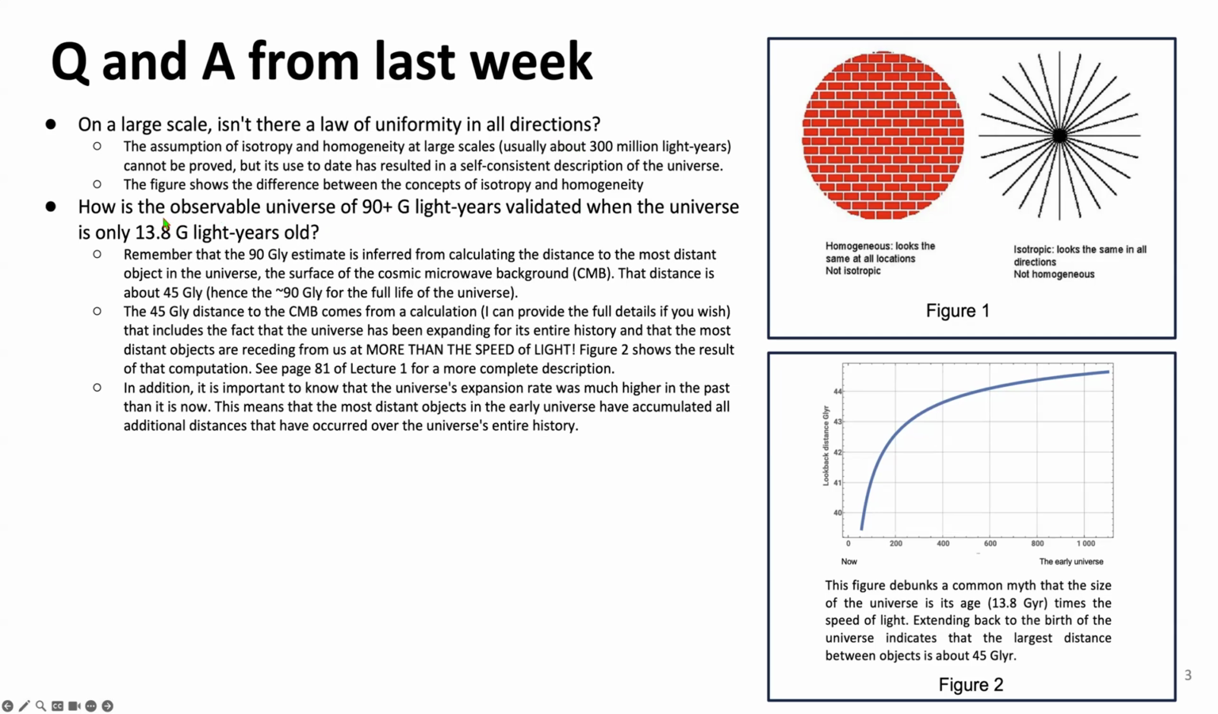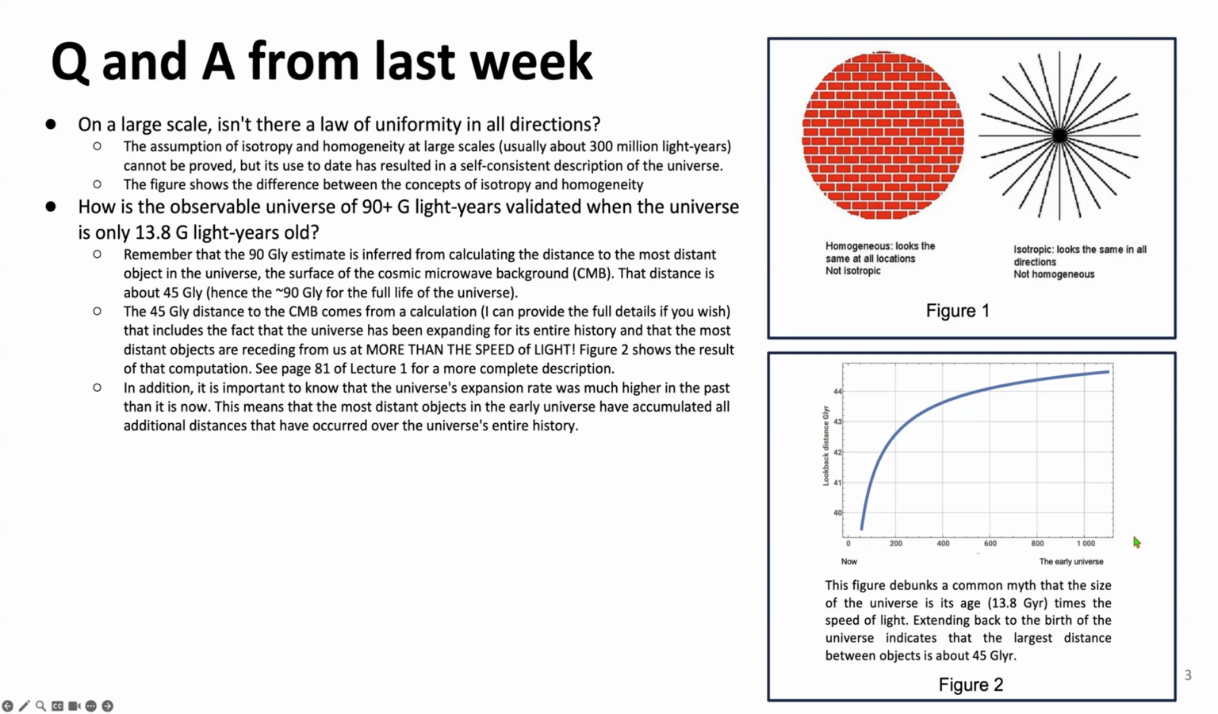Next question is, I said that the universe is around 90 billion light years in size, but it's only 13.8 billion years old. And the reason is that in the very early universe, the expansion rate of the universe was much higher than it is now. It's still high enough that the most distant objects are receding from us at faster than the speed of light. And the result is this is the curve we get from using observational data about the amount of matter and dark energy and so forth in the universe, and what's called the look back distance.